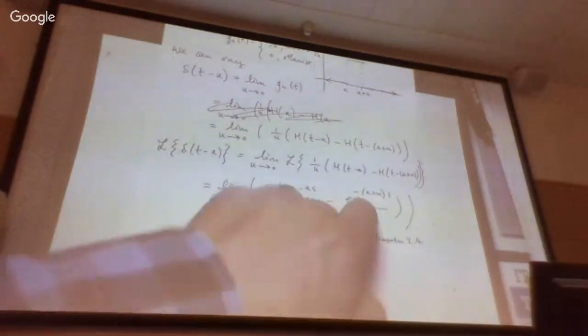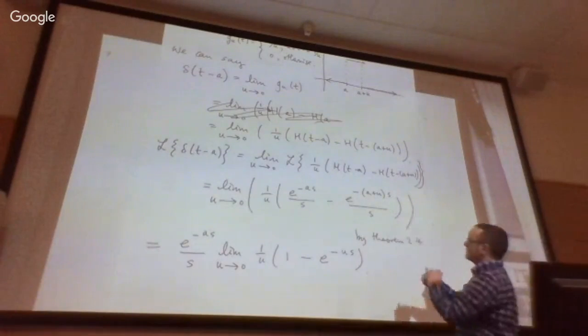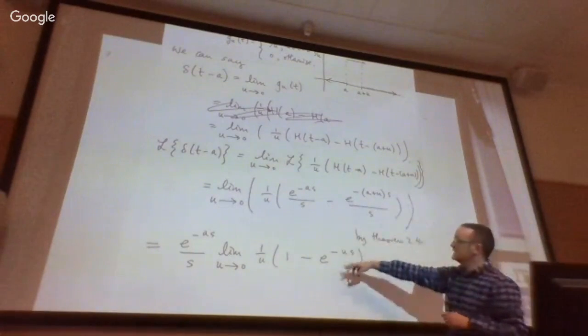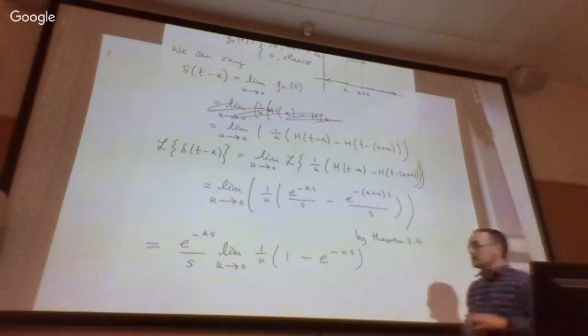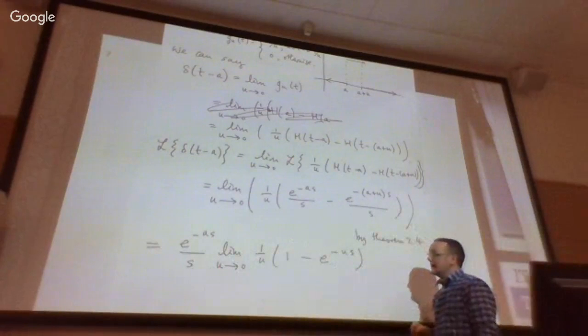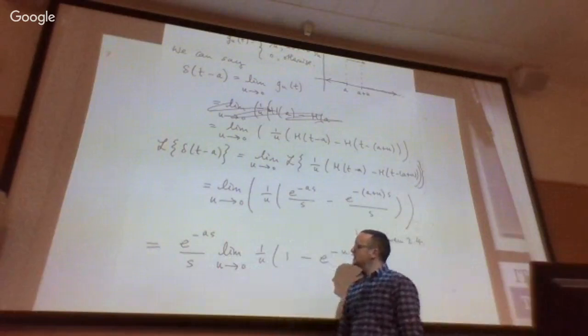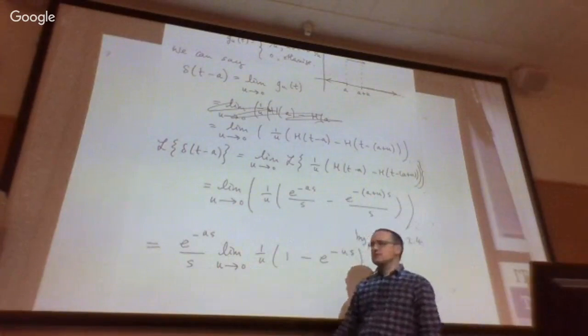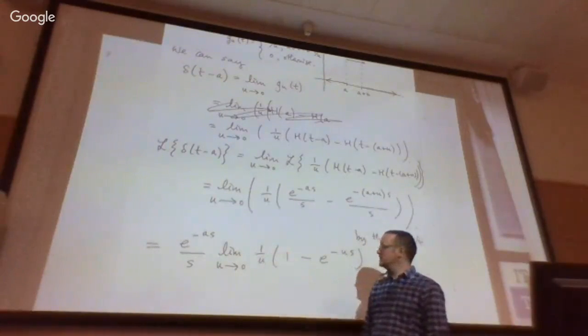But this e to the minus (a plus u) times s, e to the minus as, can factor off, and you've just got remaining e to the minus us. Okay, so this bit is all well and good at the front. Now you've got to take the limit of this. You can't simply substitute u equals 0 because you've got a 1 over u bit here. Can't put in u equals 0.